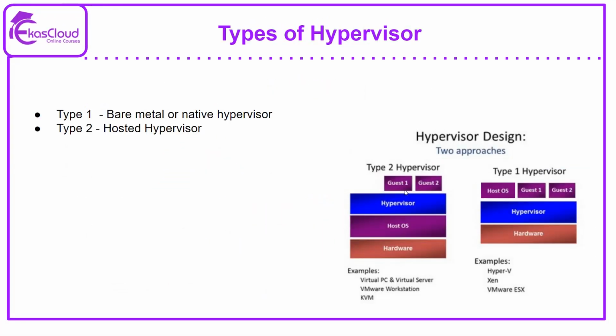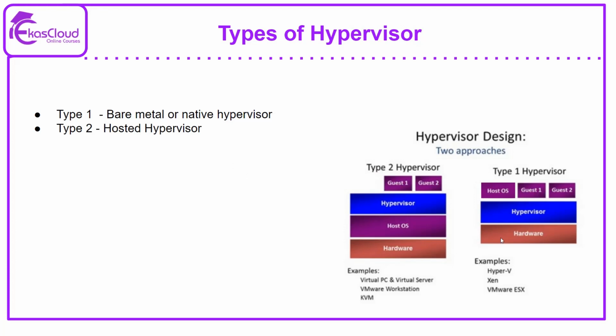There are two types of hypervisor. First one is bare metal or native hypervisor. Second one is hosted hypervisor. The main difference between these two types is that the first type runs directly on the system hardware, but the second one, or type 2, runs on a host operating system that provides virtualization services.